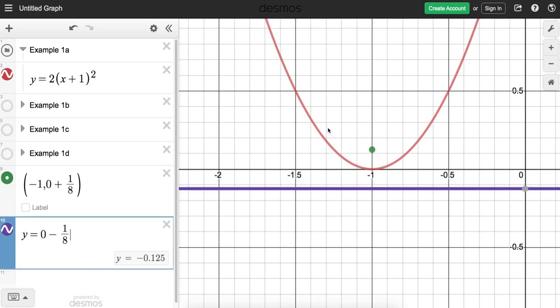So every point on this red graph, no matter what point it is, is the same distance away from this green focus point as it is from this purple directrix line.